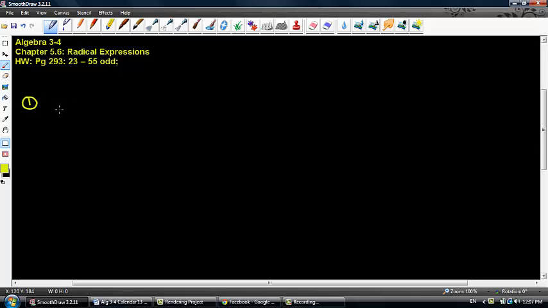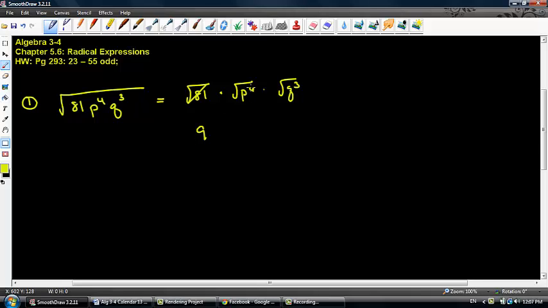So first part of this lesson, we're just going to simplify some radicals. If I gave you this long expression here, the square root of 81, p to the fourth, and then q to the third, I'm going to go ahead and separate these out. I can just make the square root of 81 times the square root of p to the fourth times the square root of q to the third. Well, the square root of 81 is easy. That is 9. P to the fourth, taking the square root of that, remember, I just simply divide my power by my root, so 4 divided by 2, so I get p squared.